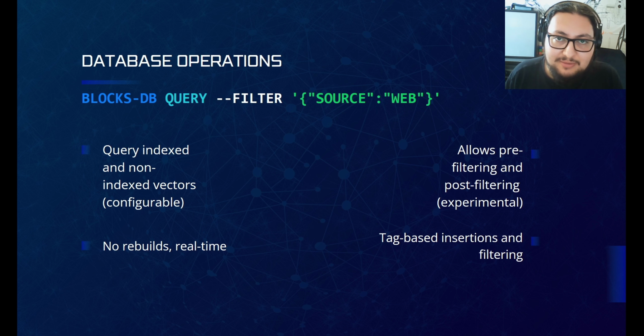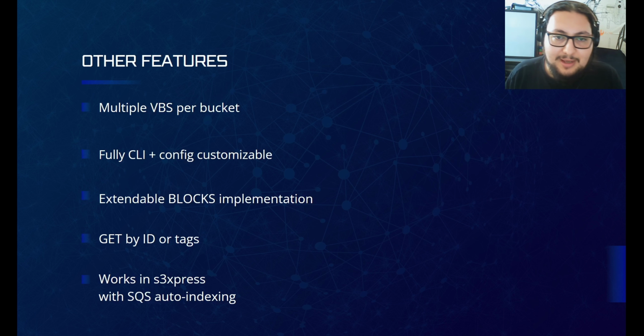Beyond this core workflow, there are some key features that are worth mentioning. For example, you can run multiple vector databases inside a single bucket. You don't need to provide multiple buckets in order for it to work. Everything is fully configurable through the command line interface or via config files that are already provided as a template so that you can modify them. You can also extend or modify the block implementation itself, so you can set the parameters of the indexing type and the number of workers, etc. Also, you can retrieve the vectors by doing a get by ID or by tags, depending on your use case.